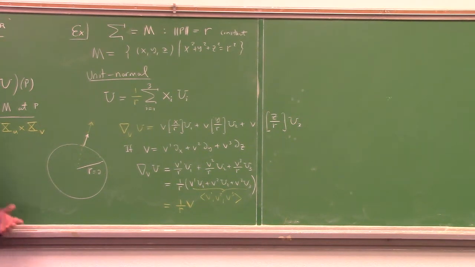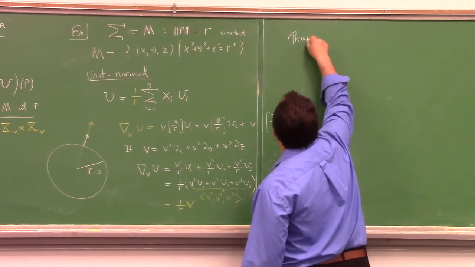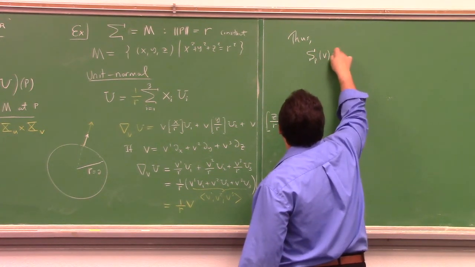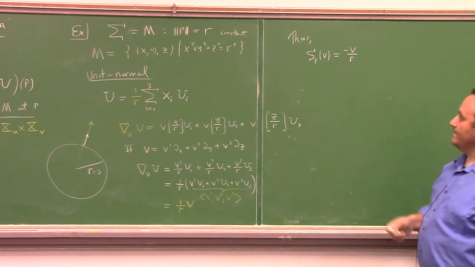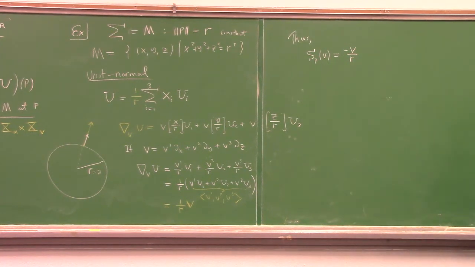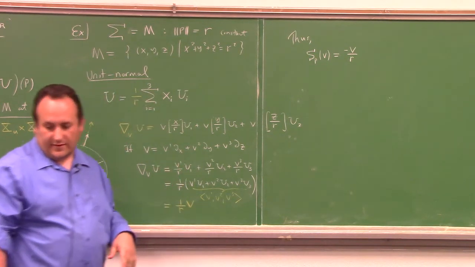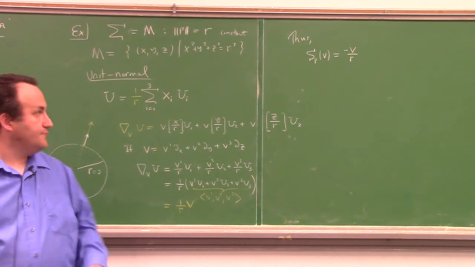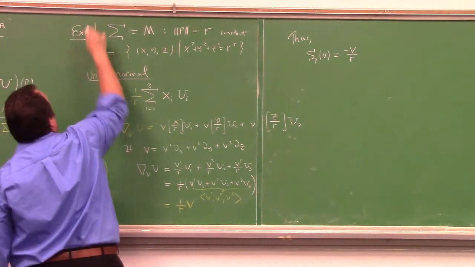So what's the shape operator for the sphere? The shape operator at the point P acting on V is just equal to minus V over R, because remember, the shape operator is minus the covariant derivative. I'll call that example 1. Example 2.